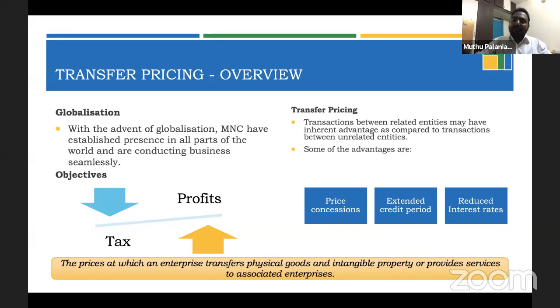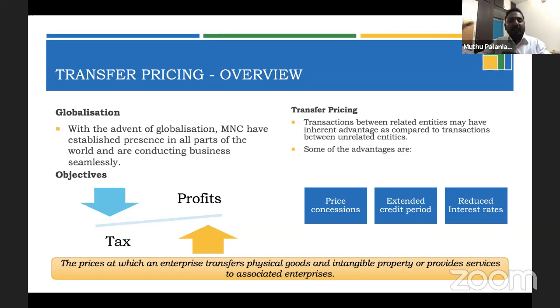When we say transfer pricing, the first keyword that comes to our mind is globalization. Over the last two or three decades, we have seen a boom of multinational corporate entities setting up entities across countries. So you have subsidiaries, branches, joint ventures being established across countries. So there is a presence.